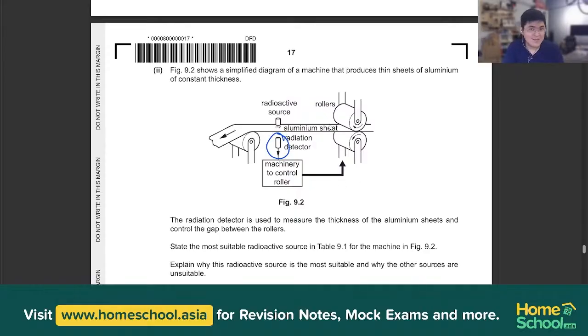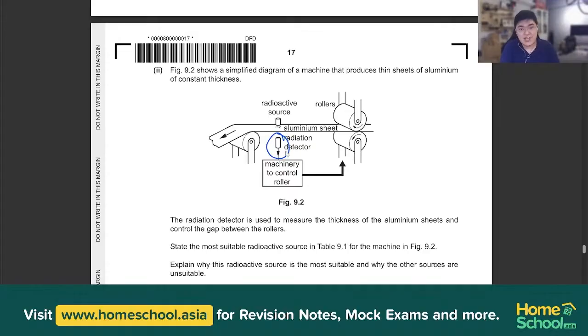As you can see here, this radiation detector needs to detect some radiation going through the aluminium sheet. So if the sheet is too thick, the radiation is blocked, and then the rollers will make the sheet thinner.